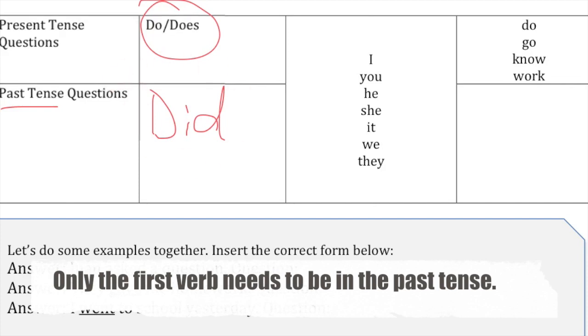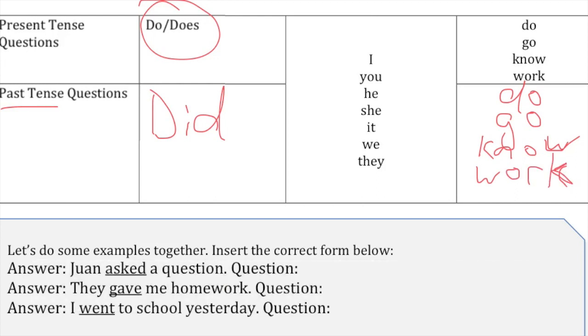Only this one. So what do you think this stuff's going to be? Oh yeah, same thing. So you're going to have, did I do it? Did you go to school yesterday? Did you know that the teacher was absent? And, hey, did they work last summer? That's how you make them. It's not too complicated. You change one word to go into the past tense to ask a question.